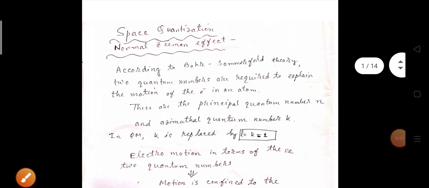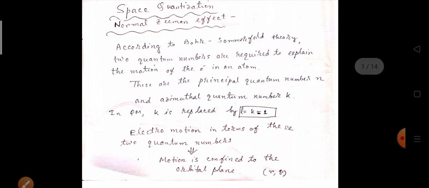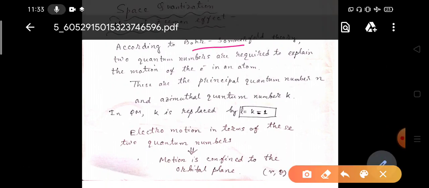Let us briefly discuss space quantization and the normal Zeeman effect. We have successfully discussed Bohr-Sommerfeld theory, and it tells us that we need only two quantum numbers to explain the motion of an electron in an atom. These are the principal quantum number n and the azimuthal quantum number k.